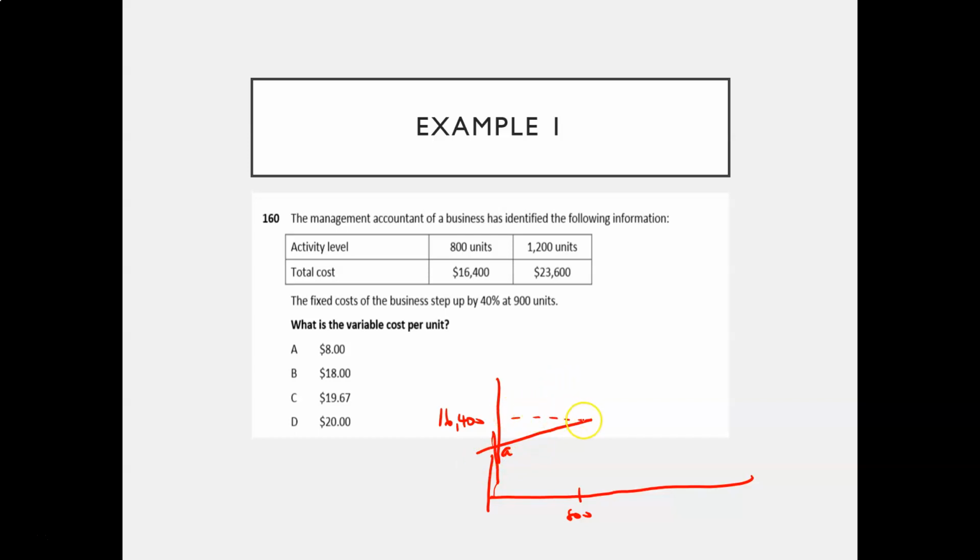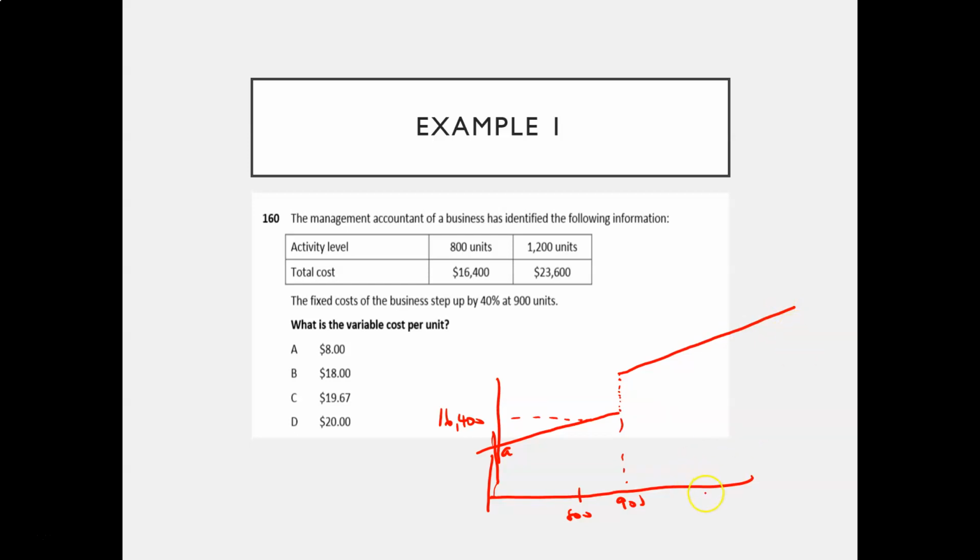And so I have this here. Then I'm told that the fixed cost jumps, if you like, or increases by 40%. So I'll go a bit more to 900. So when I get to 900, what's happening is this, isn't it? You have this increase here in the fixed cost. And then you have this continuation here onwards, if you like.